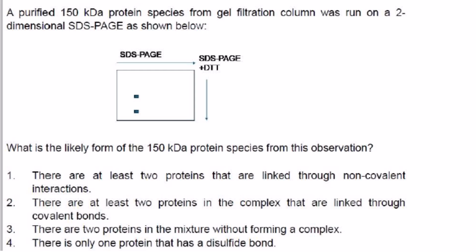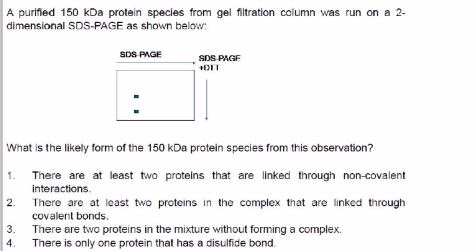Okay, then coming to the last question. A purified 150 kDa protein species from gel filtration column. Gel filtration means the purified protein will be in the native form. It will have its subunits perfect. That is, if it is a dimer, both the units will be perfect. If it is a heterodimer, then both the subunits will be again perfect. Multidimer, all the subunits will be perfect. So without any disruption of the subunits, you will get the protein in the native form.